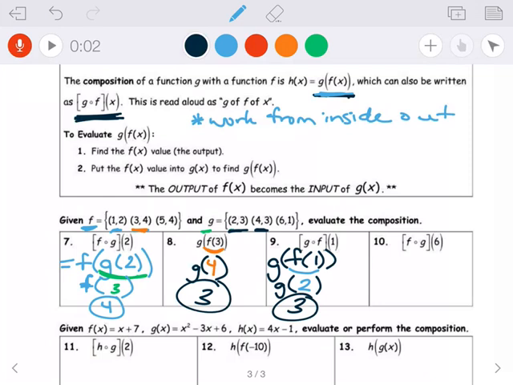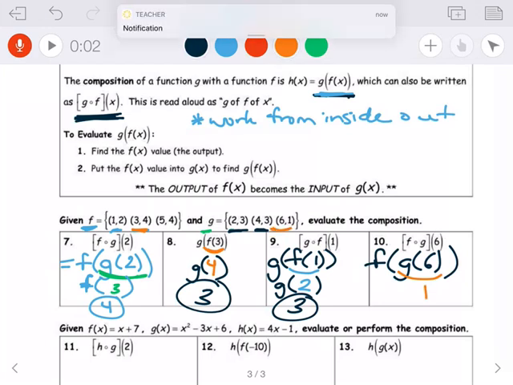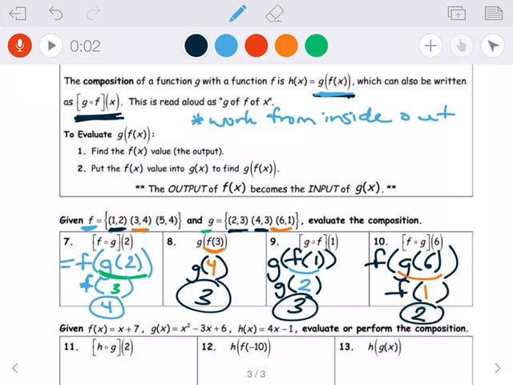Number 10 is the same concept. I'm going to rewrite it: f of g of 6. I'm not changing the order of the f and g when I'm rewriting it. Keep that in mind. So I'm going to work from the inside out. I'm going to go to function g. When x is 6, y is 1. Now I'm going to go to the outside function f. If I go to function f, when x is 1, what is y? It's 2. So my final answer there would be 2.